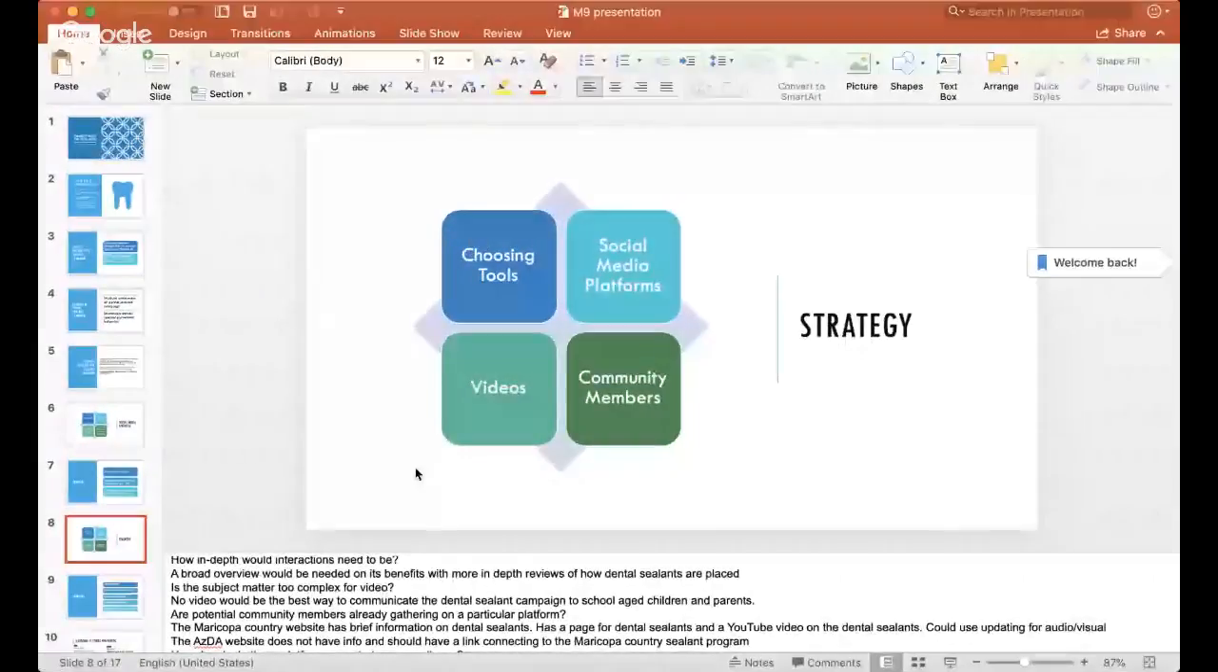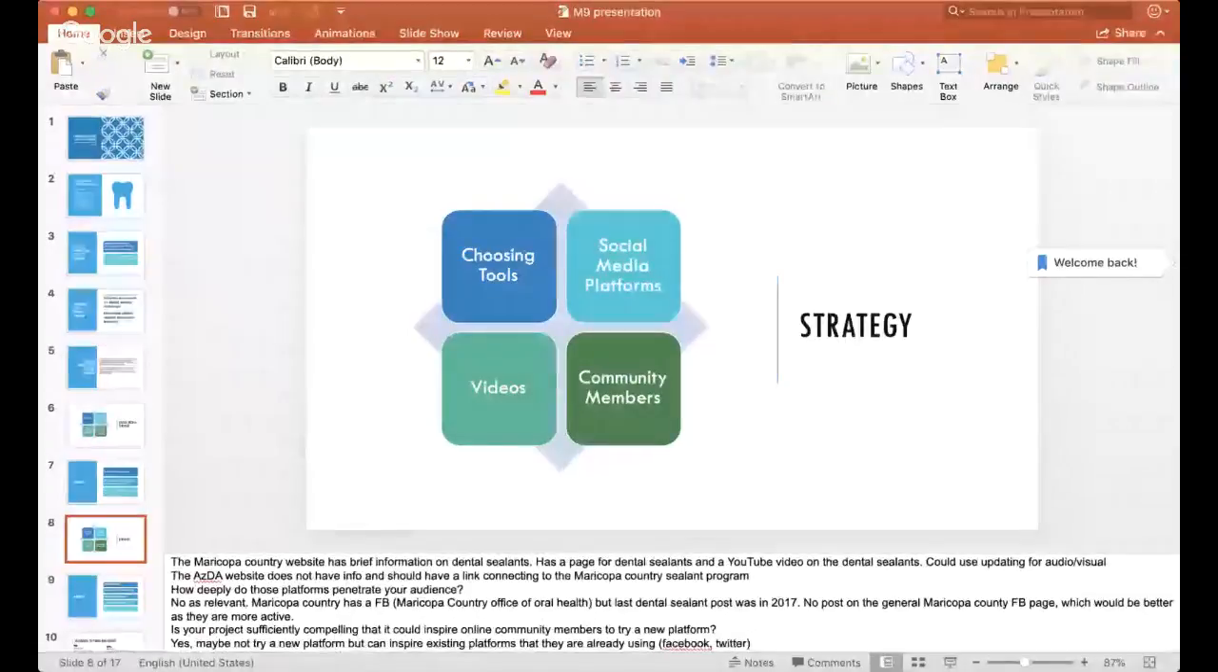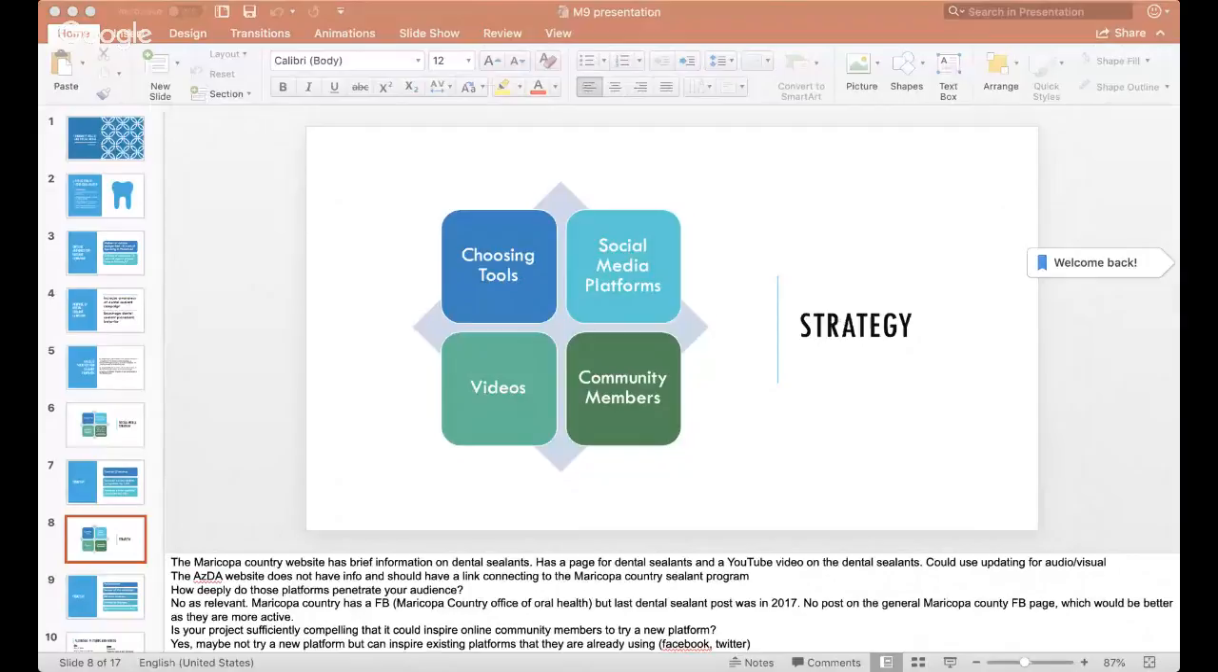And the nice thing is the AZDA, which is the Arizona Dental Association website. They also had less info about the dental sealants, and that was shocking because the Maricopa County website had more information than the dental website. I think that was a big shocker because I expected more from the dental association. And so I think that's something that can definitely be improved on. And these platforms need to penetrate the audience a good amount.